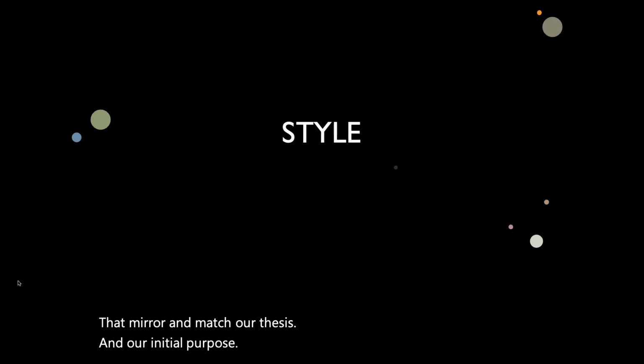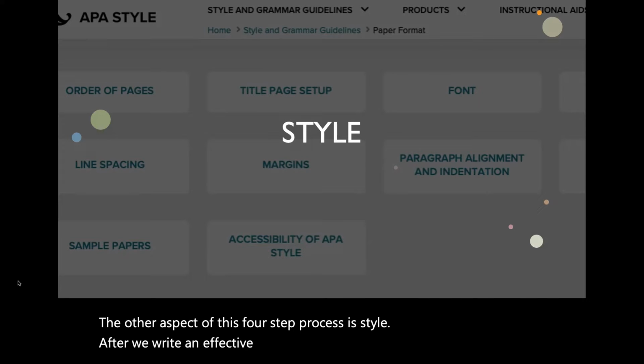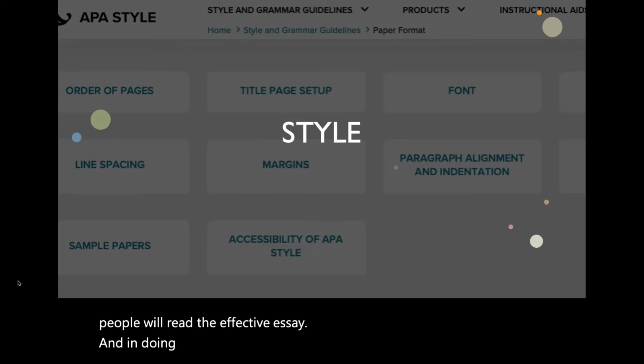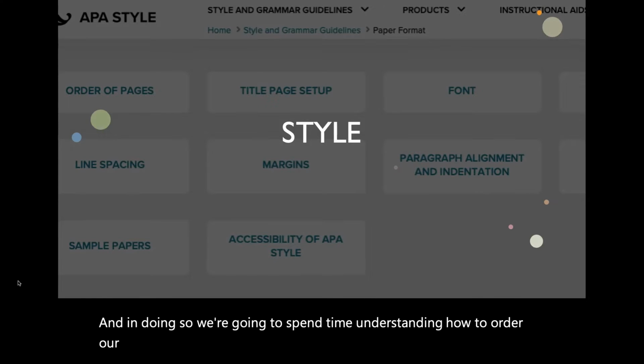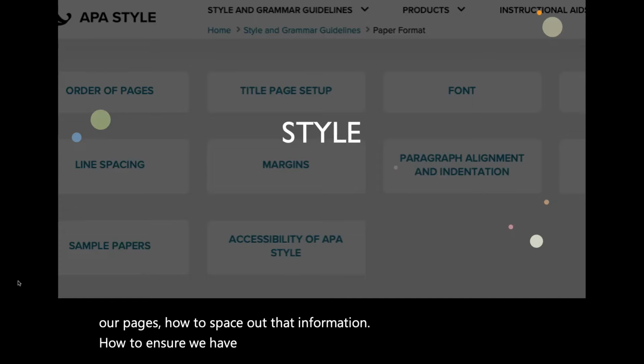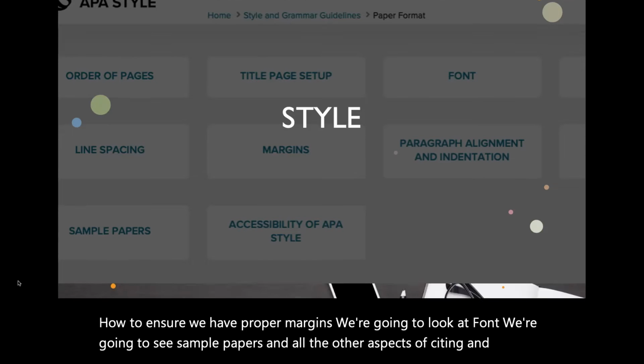The other aspect of this four-step process is style. After we write an effective essay, we must consider the style by which people will read the effective essay. And in doing so, we're going to spend time understanding how to order our pages, how to space out that information, how to ensure we have proper margins. We're going to look at font. We're going to see sample papers and all the other aspects of citing and documenting our research.